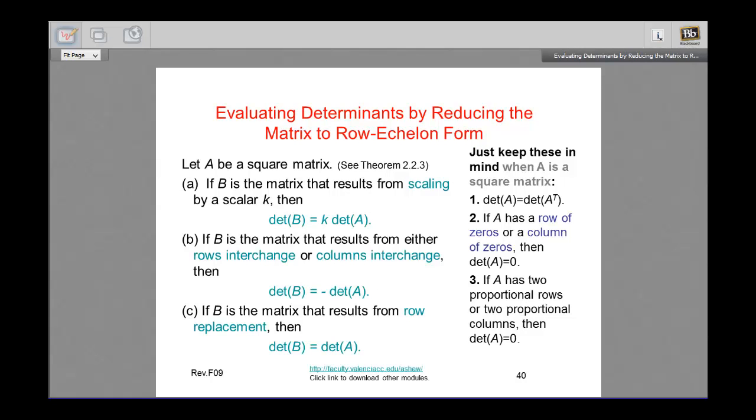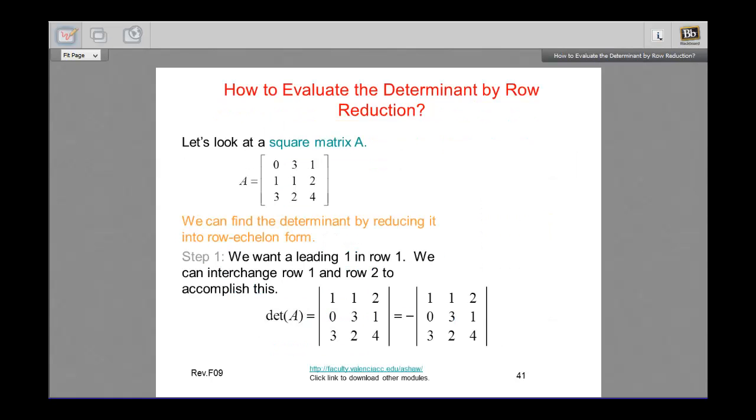The last topic is to evaluate the determinants by reducing the matrix by row echelon form. So we can find the determinants by row echelon form, that is, by the row reduction method. Let's take an example. This is a square matrix, and we will convert this matrix into this form, that is, 1 0 0 and 1 0, and this will be 1.